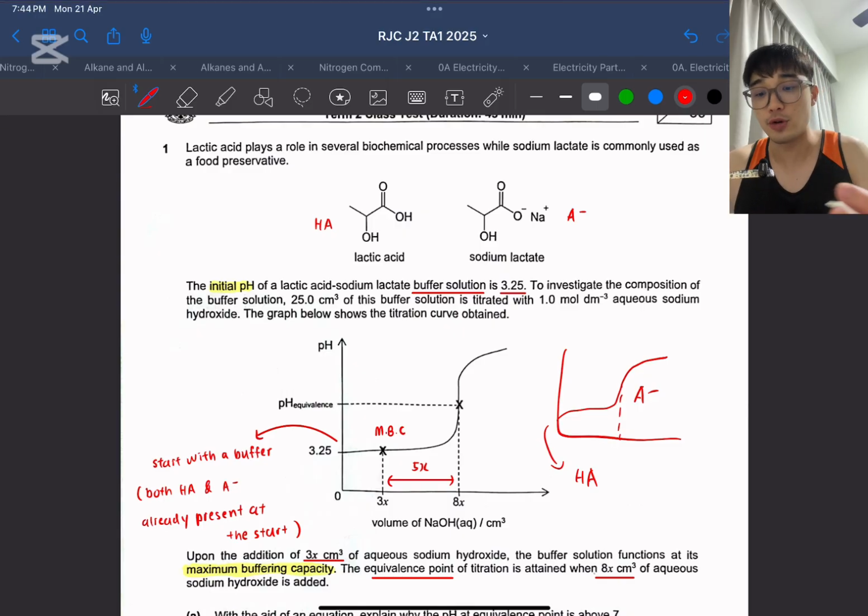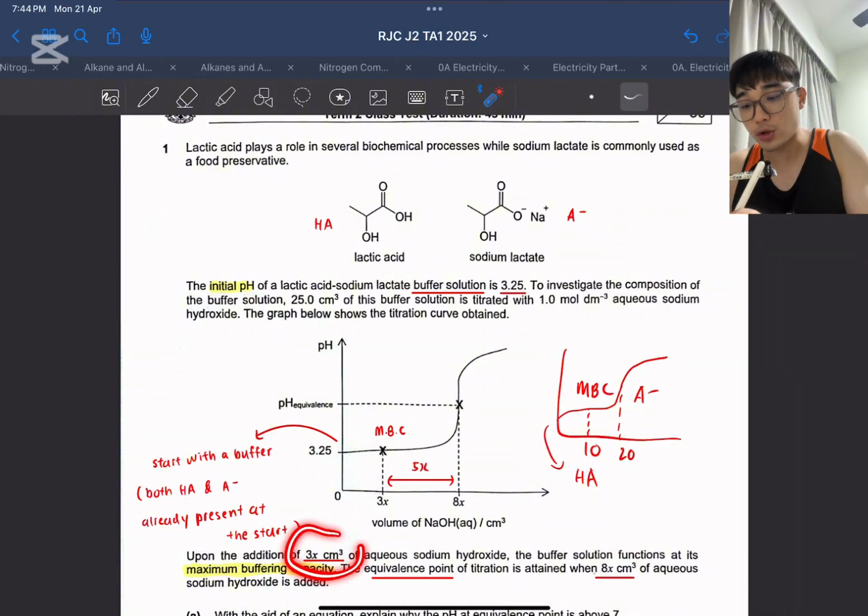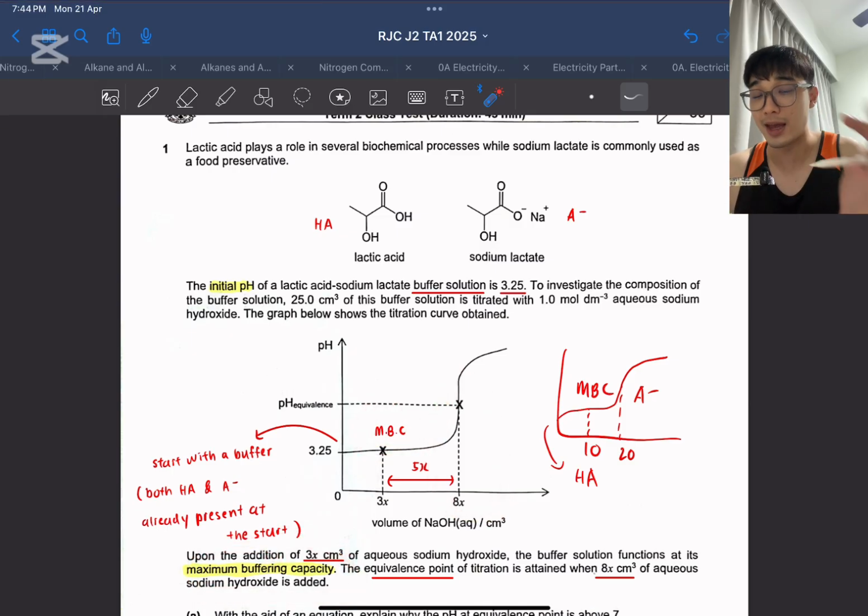In a normal titration curve like this, the maximum buffer capacity occurs exactly at halfway of the equivalence point. So if you add 20 cm cube for equivalence, then you only need 10 cm cube for the MBC. Halfway of the equivalence, that is. But in this question, you don't see that happening. In this question, when you add 3x of sodium hydroxide, you already attain the MBC. The equivalence point is after you add 8x.